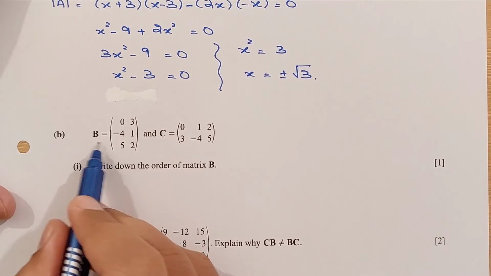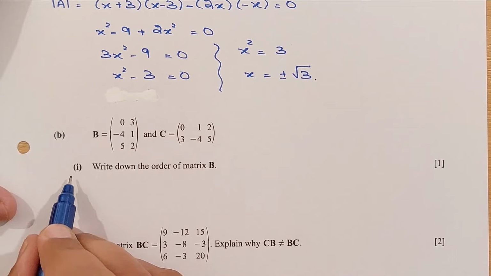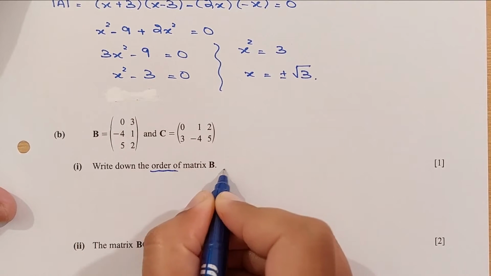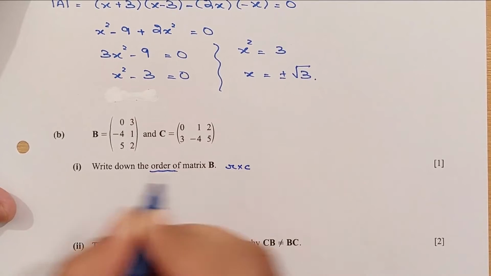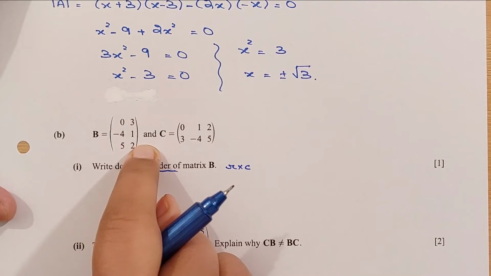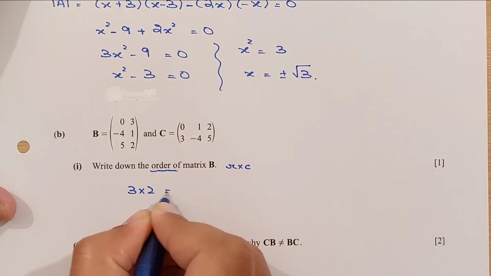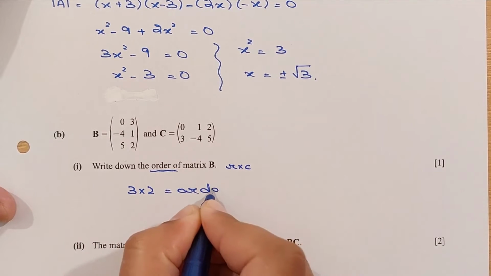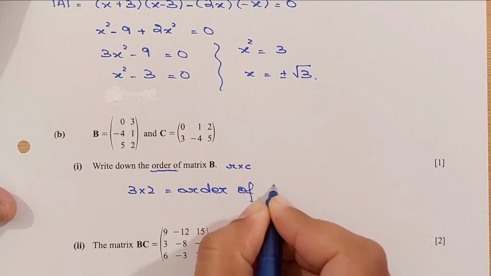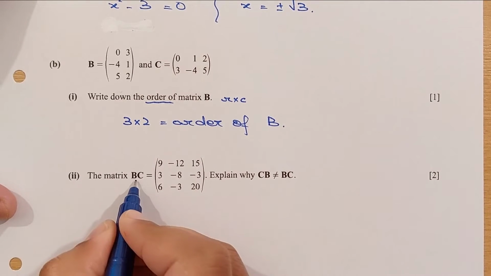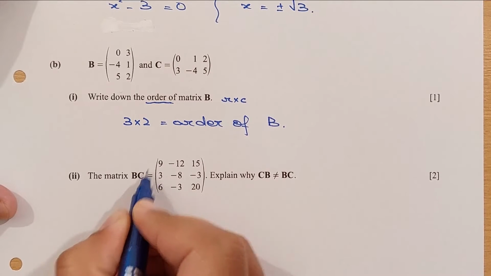Now for part B, we have been given a matrix B and a matrix C. Number 1, write down the order of matrix B. So the order is number of rows multiplied by number of columns. So 1, 2, 3 rows and 2 columns. So we can say 3 times 2 is the order of B. Right.